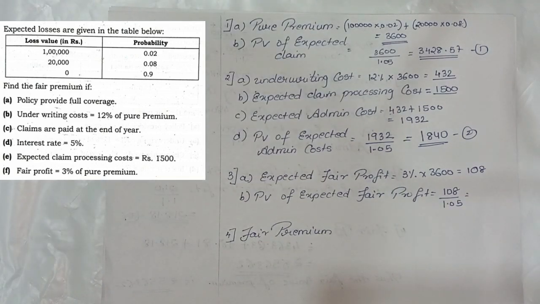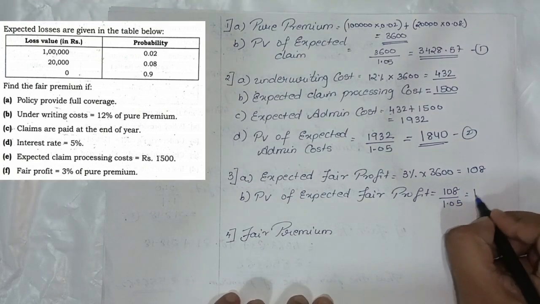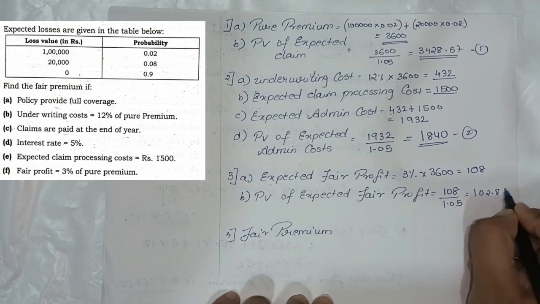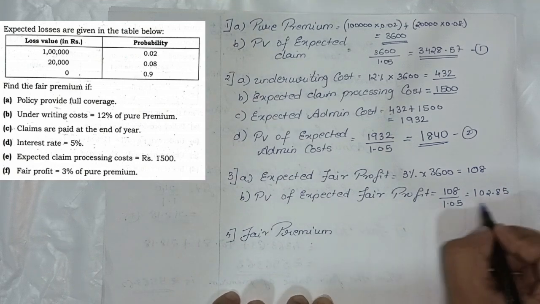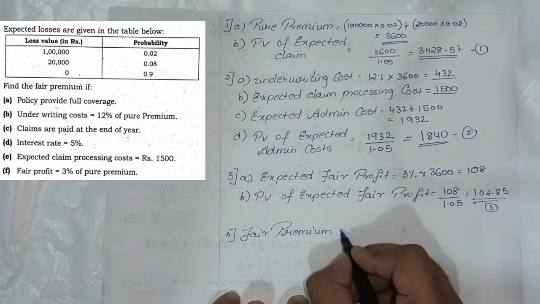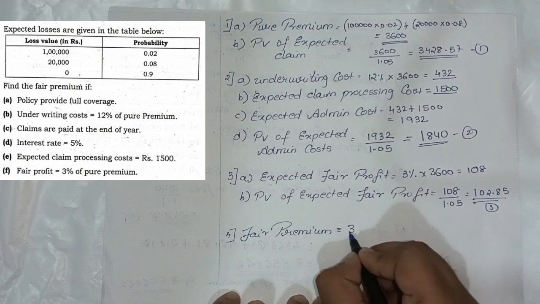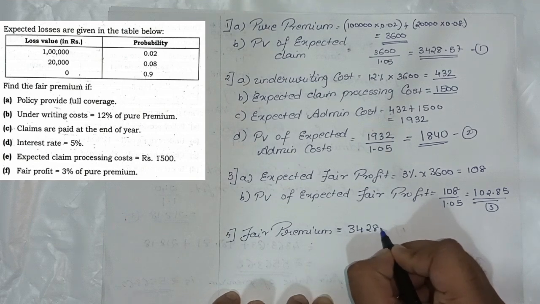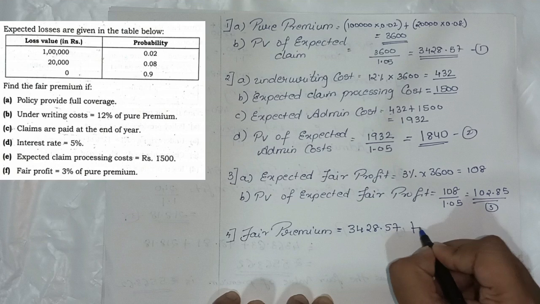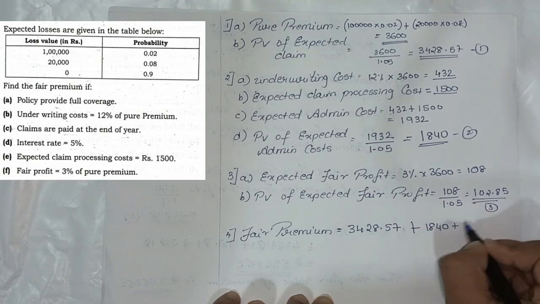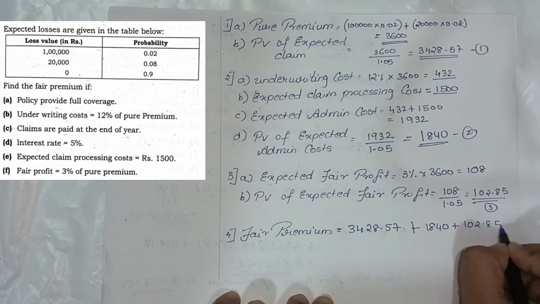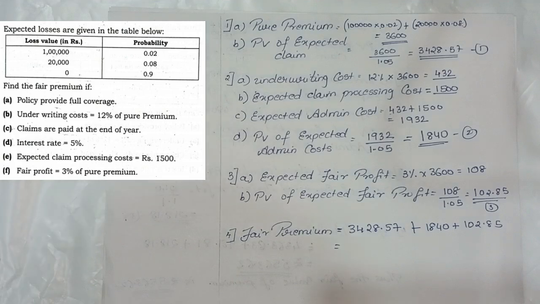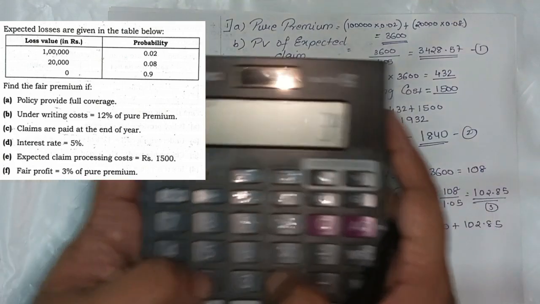So 108 divided by 1.05 on the calculator gives you 102.85. So we'll take that, 102.85. That's it. We have got all the three values. This is our third value. Once we get there, we just add up all the PVs. So 3,428.57 plus 1,840 plus 102.85.